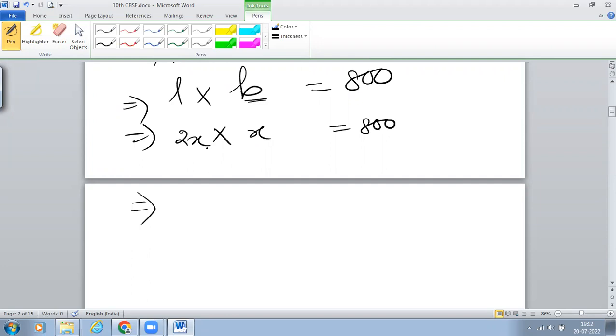Completed. Now let's do the next step. I'm going to take this 2, which is in the meaning of 2x, that is 2 into x into x. This 2, which is in multiplication, when taken to the opposite side, becomes division. You know that, right? So it becomes 800 divided by 2.